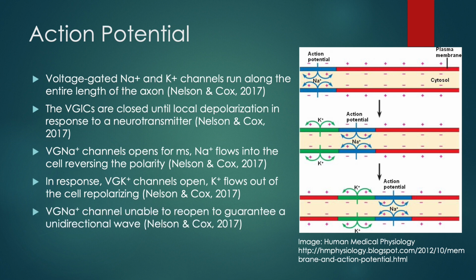And so the voltage-gated sodium ion channels are unable to reopen. If they could, then there could be some sodium leaking back in after the potassium has been pumped out, and that would not allow a unidirectional wave. But since the sodium ion channels are unable to reopen for a few milliseconds, that guarantees a unidirectional wave down the axon.